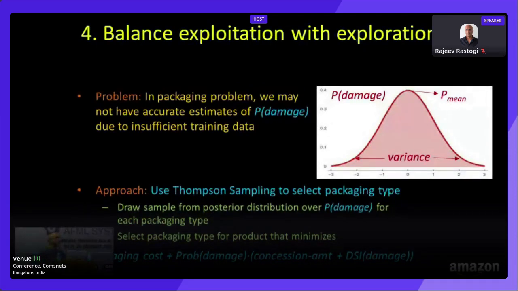So essentially what Thompson sampling is doing is that it's selecting a packaging type that either has a low damage probability, and that corresponds to exploitation, or it selects a packaging type whose variance is really high, and that corresponds to exploration, right? And what exploration is doing is it's generating training examples that help to reduce the variance of the damage probability for the packaging type. So as you keep exploring, you're generating more training examples, and that in turn is helping drive down the variance of the damage probability, right?